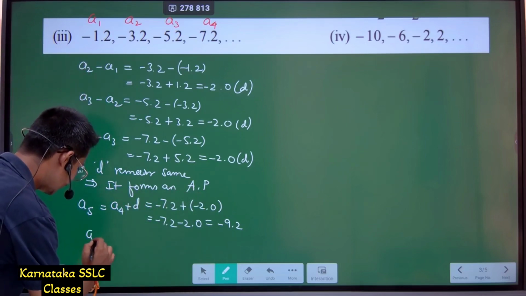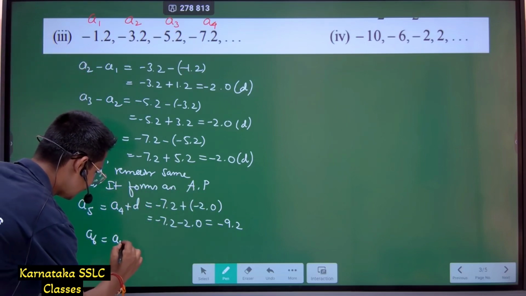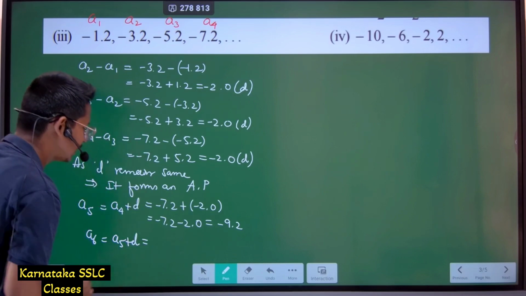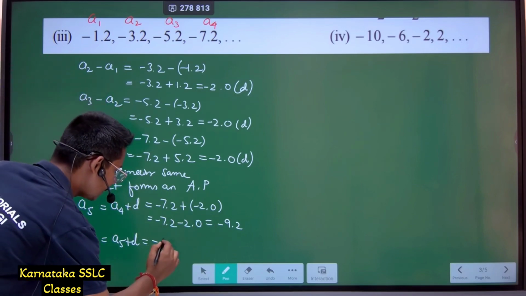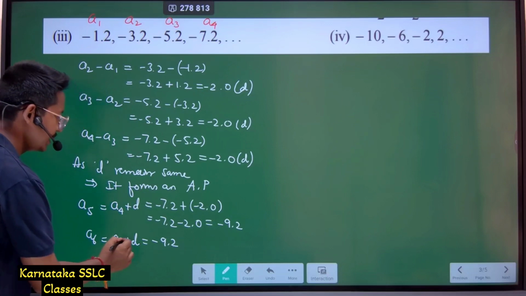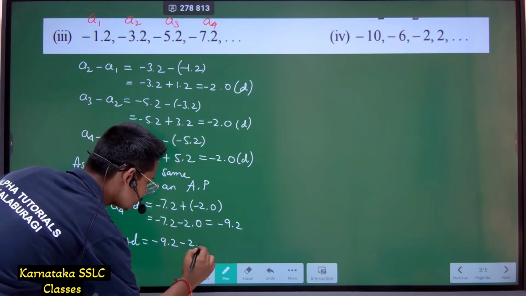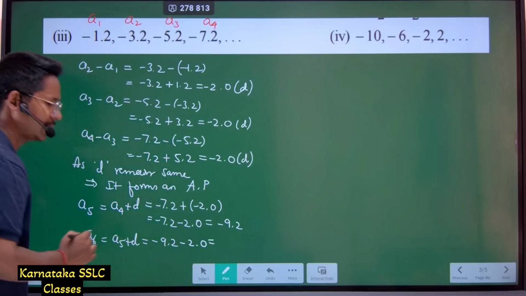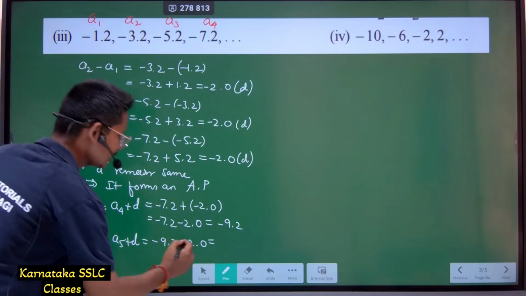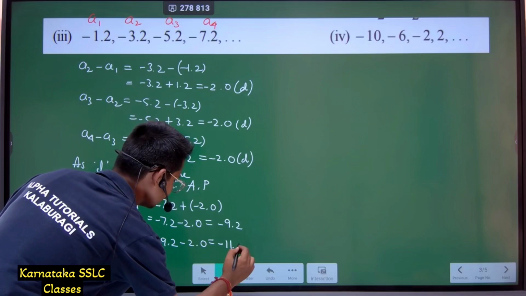Next, similarly a6, yes, a5 plus D. What is a5? Just now we got minus 9.2, plus D value minus 2.0, plus into minus 2.0. So both have minus sign. Okay, so it is nothing but minus 11.2.